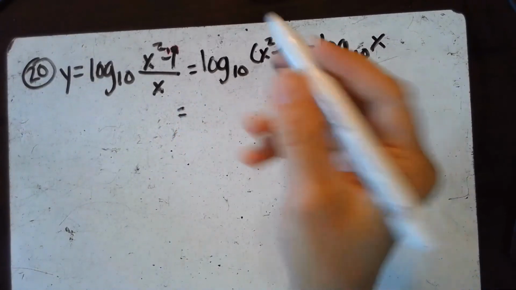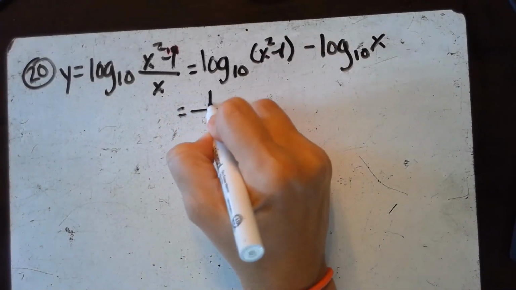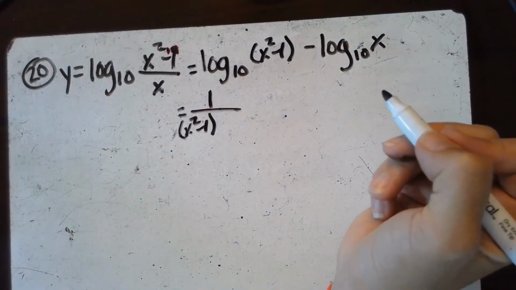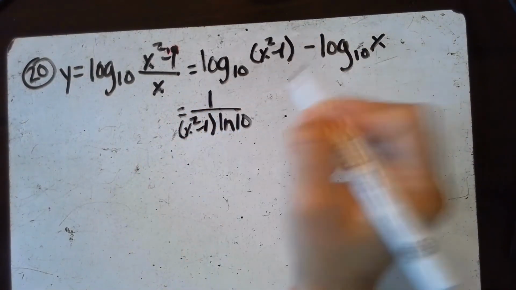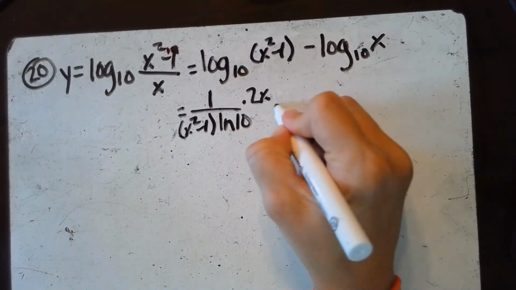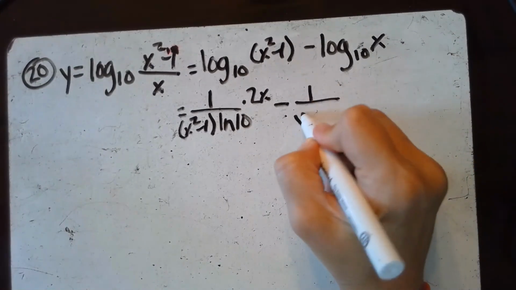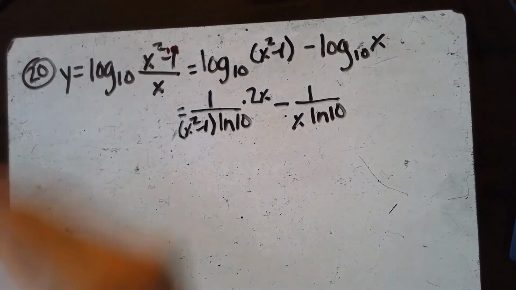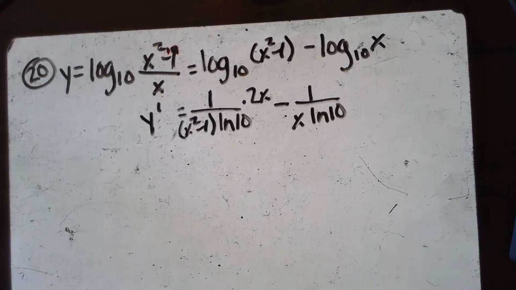Okay, so here we go. It's going to be 1 over, okay, we put the x squared minus 1, all right, the ln of 10, and then we times it by the derivative of this, all right, minus 1 over x ln of 10, and then you times it by the derivative of x, which is just 1. We can leave our answer like this and just put the 2x on top. You can get a common denominator either way.